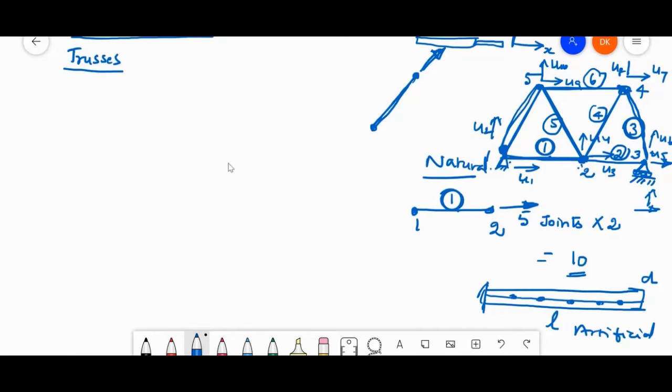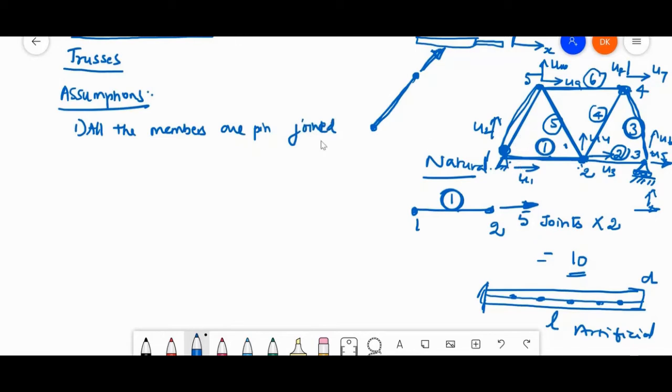So what is a truss? It is a structure made up of several bars, riveted or welded together at the joints. And what are all the assumptions we are making for analyzing this problem? We assume that all the members are pin joined at the ends of the member. The second one is the truss is loaded only at the joints.